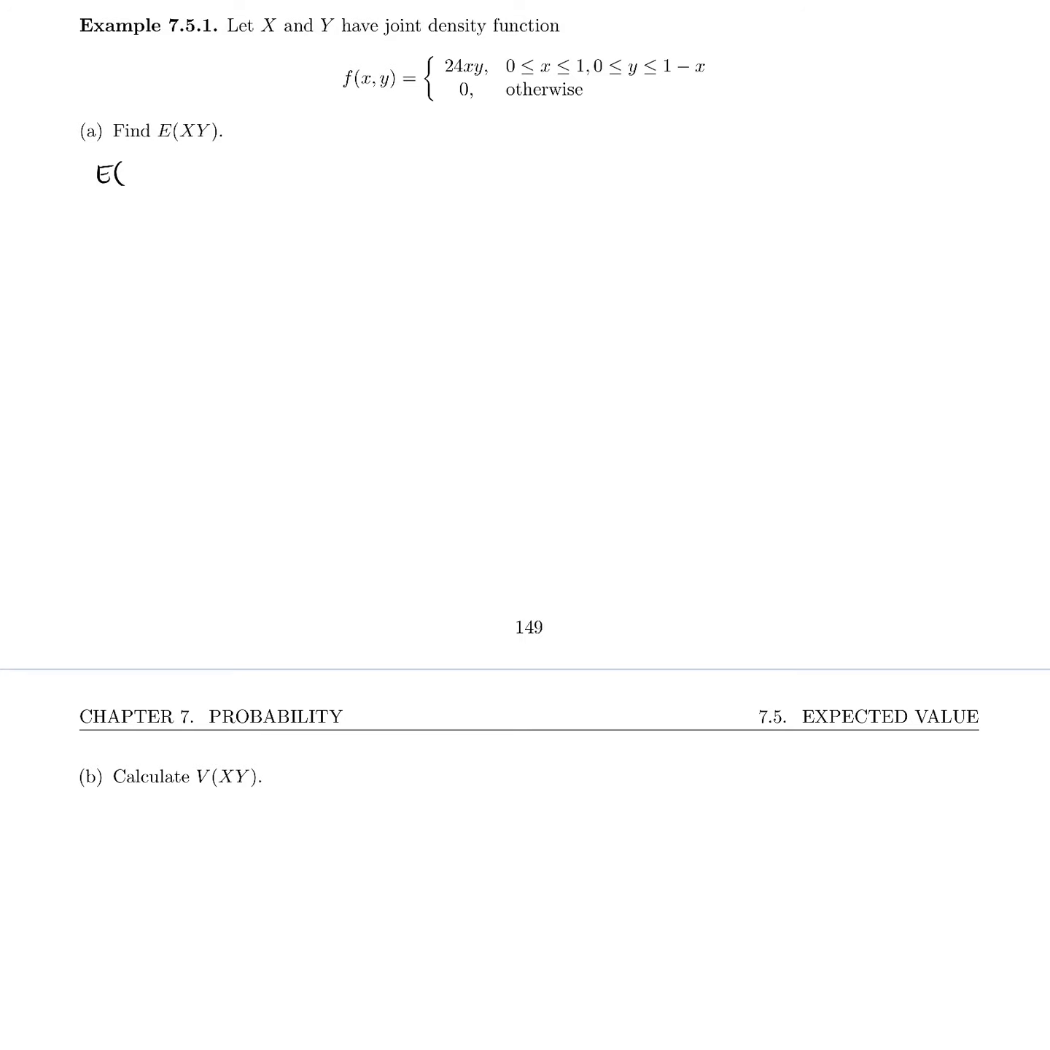So the expected value of x times y is the integral from minus infinity to infinity of the integral from minus infinity to infinity of our function xy times the density function f of xy dy dx. Now to replace the double integral from infinity to infinity, we need to use the correct support, and so let's draw that here. So the x values go from 0 to 1, and the y values go from 0 to 1 minus x, so we've got this line y is equal to 1 minus x, and this is the support that we're integrating over here.